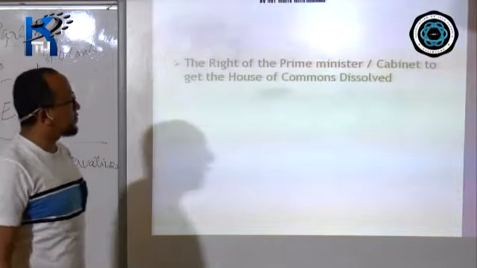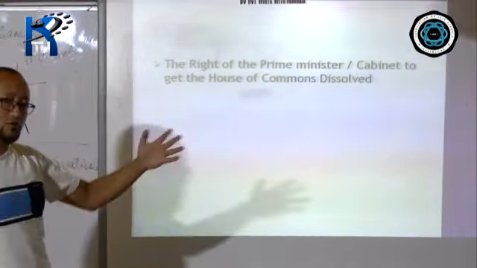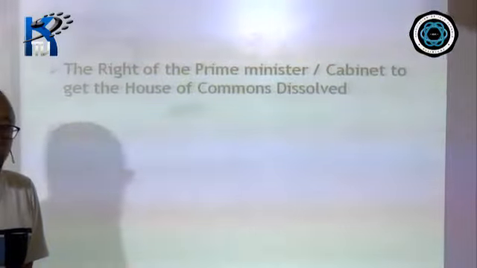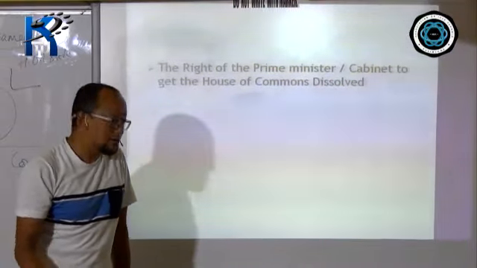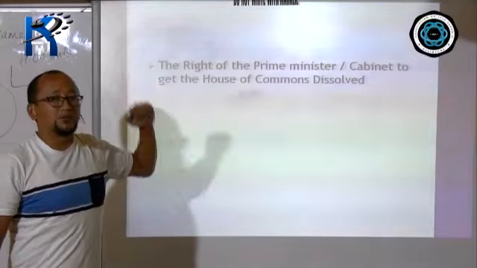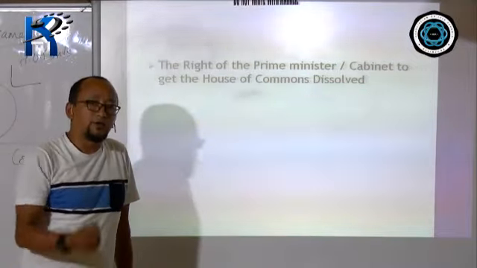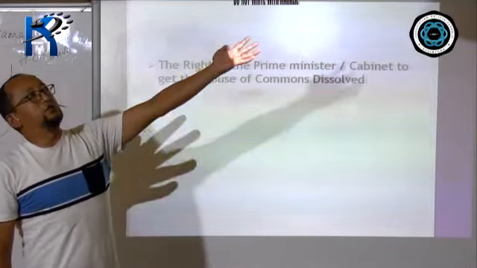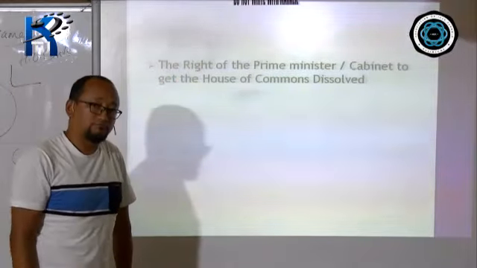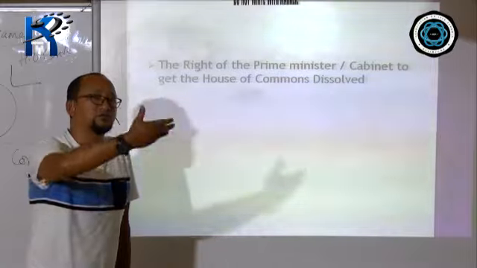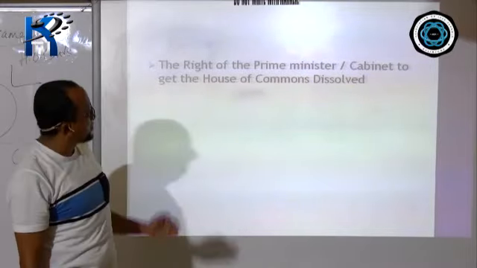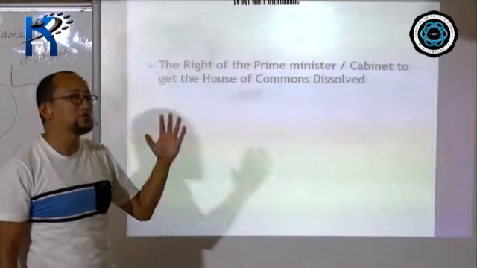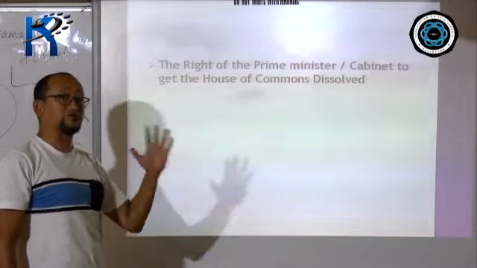You can see here the right of the Prime Minister or the Cabinet to get the House of Commons dissolved. Okay, Prime Minister and the Cabinet. The Prime Minister is always from the House of Commons, right? So now, I hope all of us know what happens when the Prime Minister resigns. If the Prime Minister resigns, the entire House gets collapsed, okay? The Prime Minister may advise the Crown, the Queen in the UK, to dissolve the House. So, please children, the right of the Prime Minister and the Cabinet to get the House of Commons dissolved is a very common point which we discussed in the last class, referring to India as well.